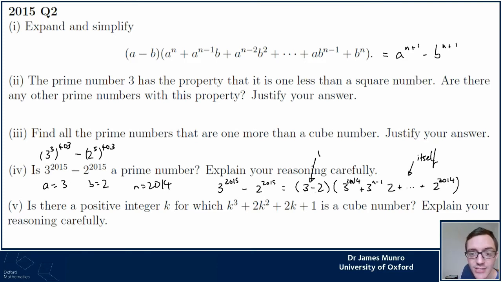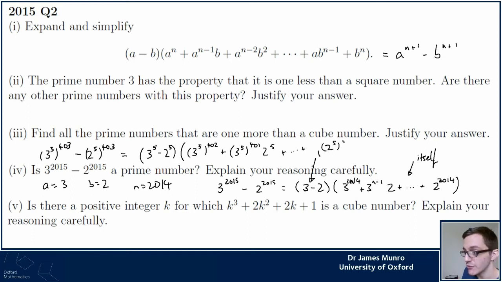But if I write it like this, 3 to the 5 to the 403 minus 2 to the 5 to the 403, then that would be equal to 3 to the 5 minus 2 to the 5, again using part 1, times, deep breath, 3 to the 5 to the 402, plus 3 to the 5 to the 401 times 2 to the 5, plus dot dot dot, plus 2 to the 5 to the 402, close bracket. And now I've written it in terms of a product of two numbers that aren't 1 and aren't the number itself.